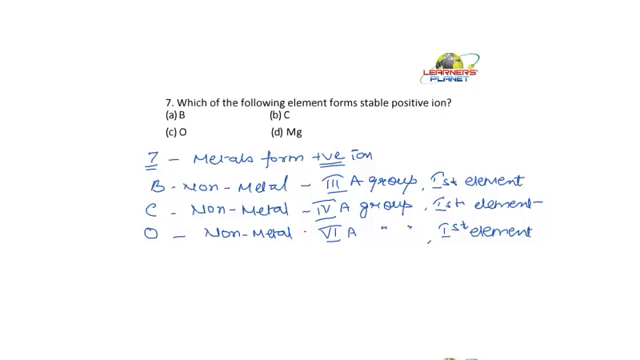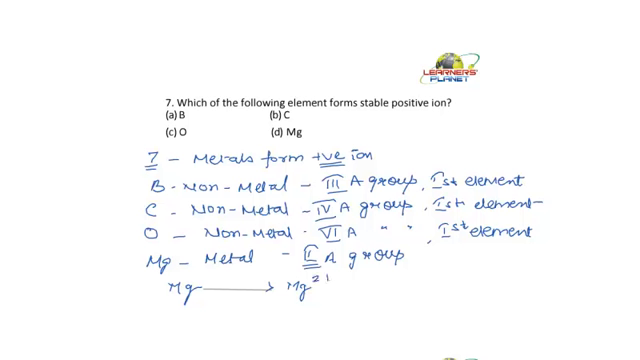And magnesium, it is what? It is a metal. And it belongs to 2nd group, right? So being a metal, it will form what? It will form a positive ion. It belongs to the 2nd A group, magnesium, Mg2 plus ion.